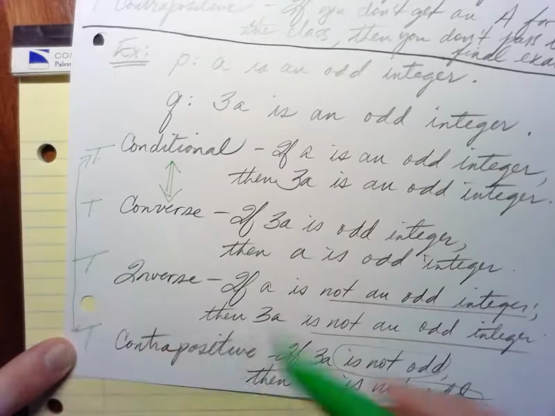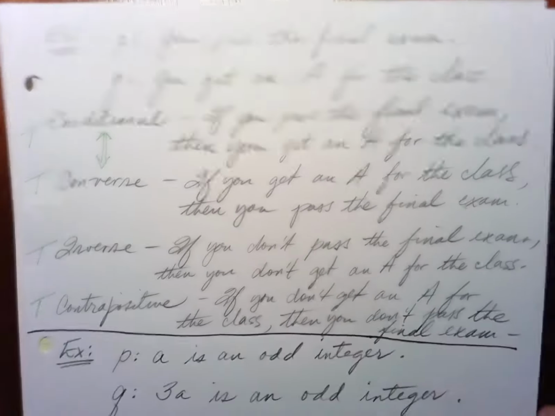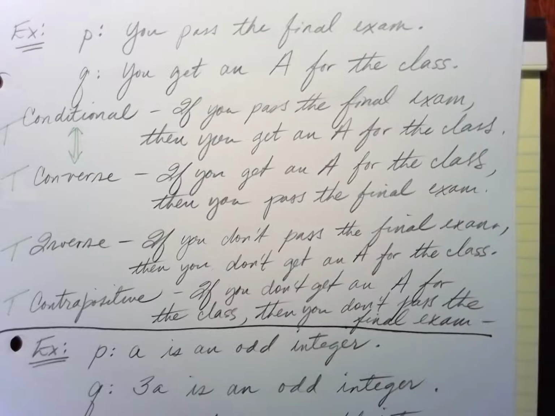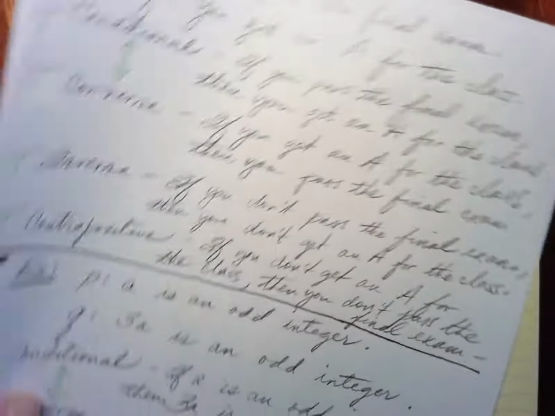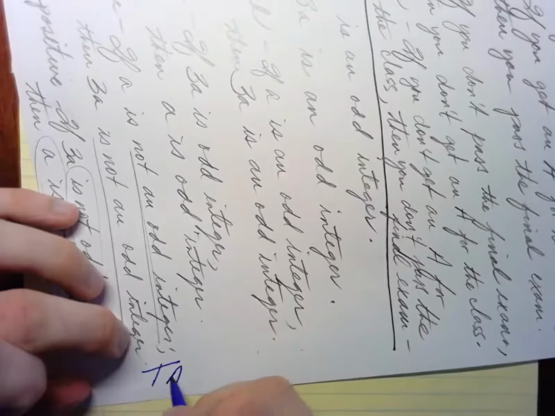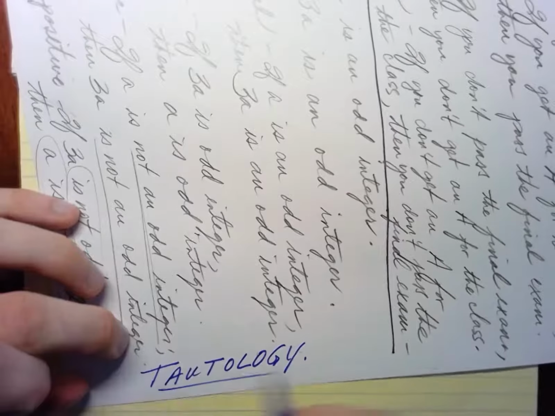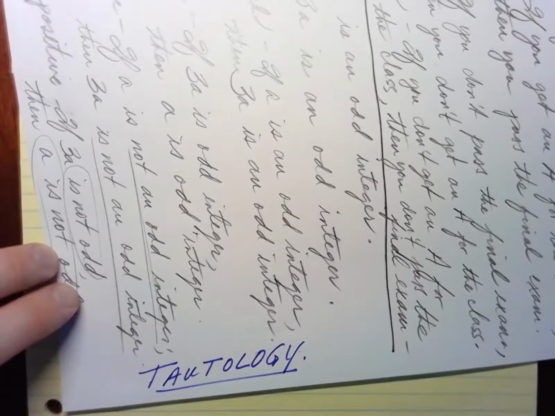Okay? And this is something, when you have all truths here or all truths here, you have something called a tautology. Okay? A tautology. And I'm going to write that right over here. Tautology. That is where everything is true. Tautology. Kind of a fun word.